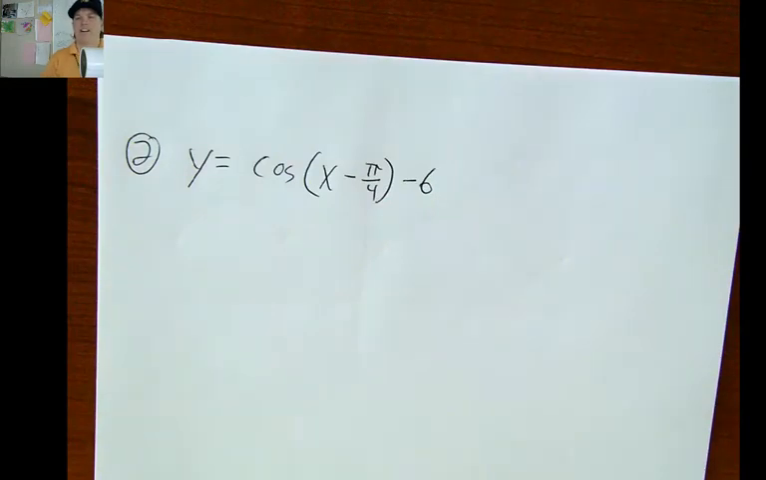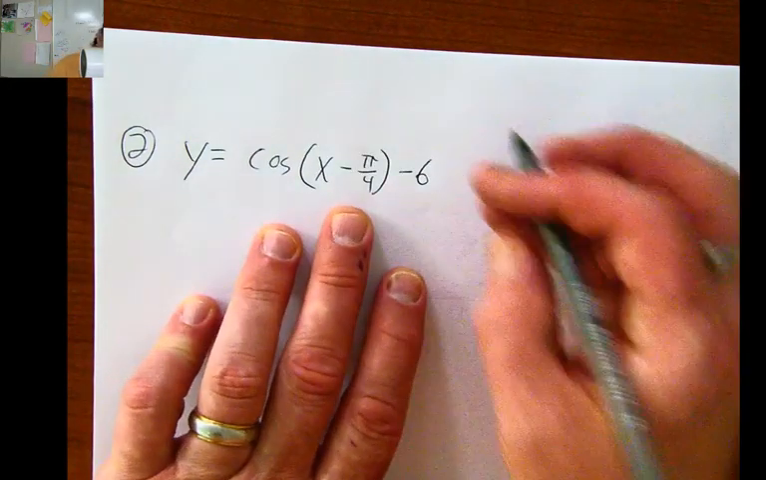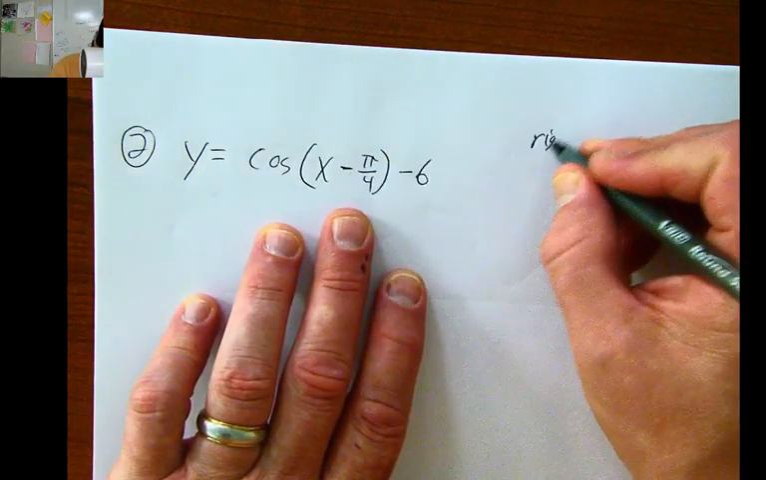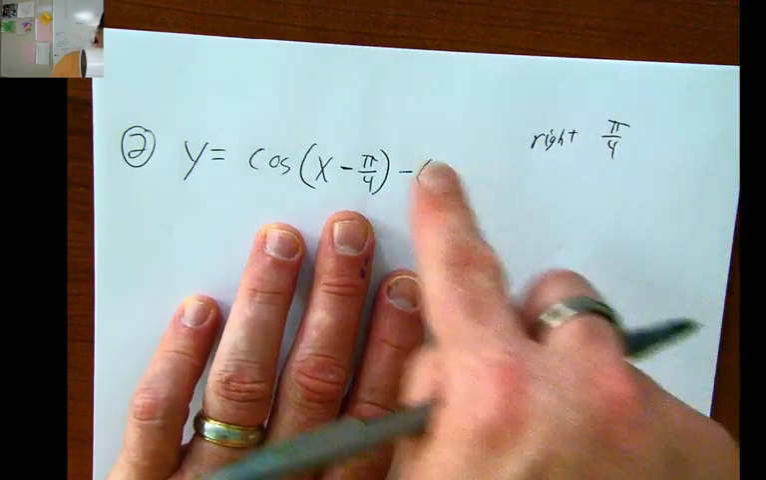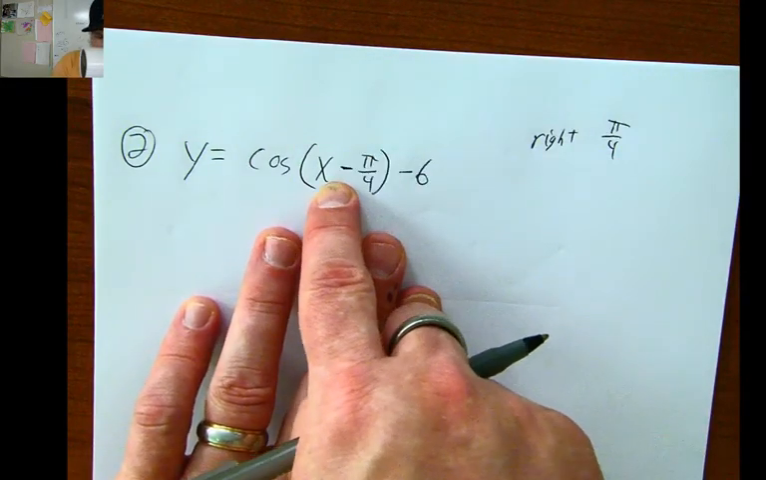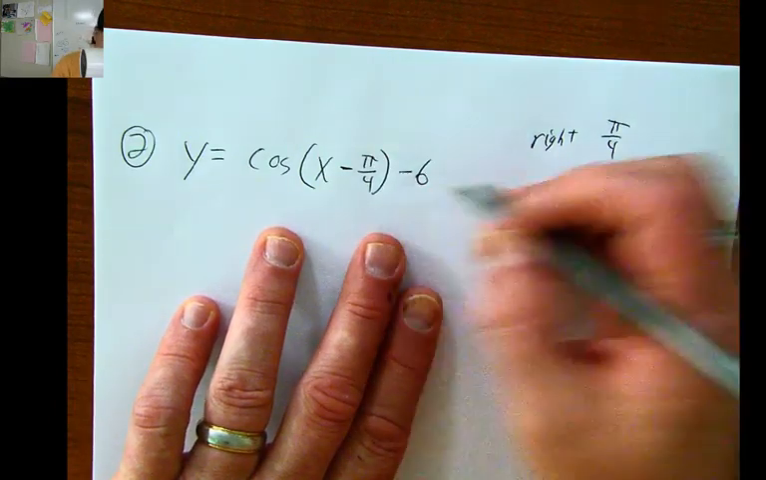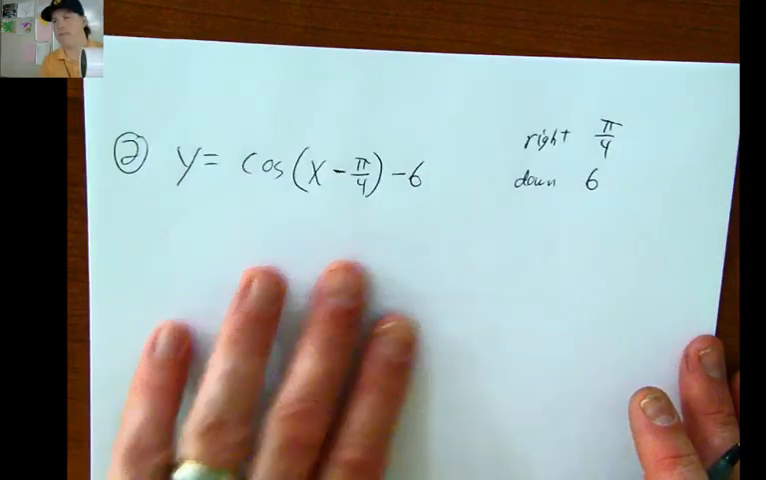All right, cosine problem, and this one is in radians. Because of minus pi over 4, that means it's traveling to the right, a distance of pi over 4. If you plug pi over 4 into here, you get 0. Positive pi over 4. That tells you it's going right pi over 4. A minus 6 on the end, down 6.